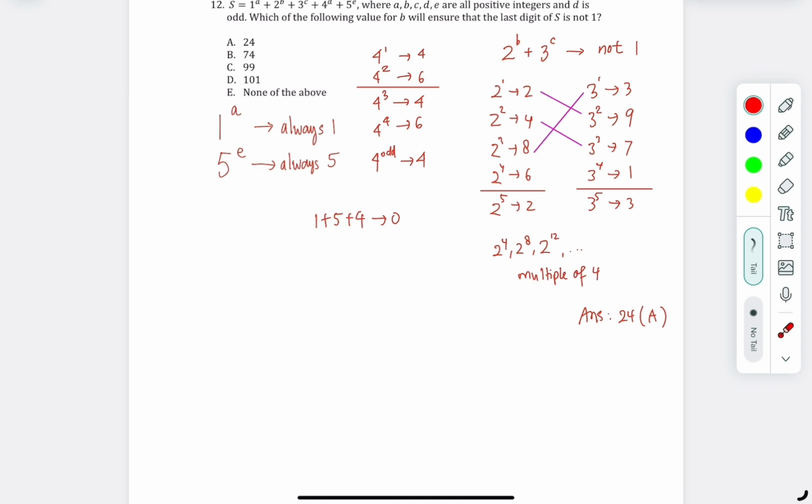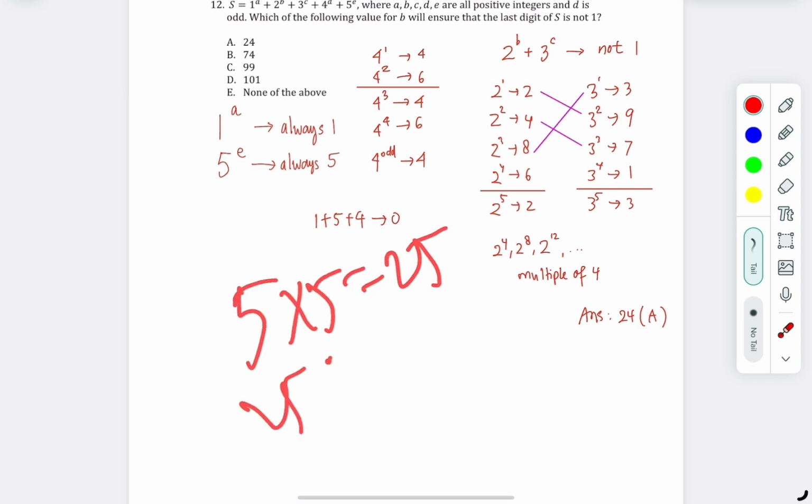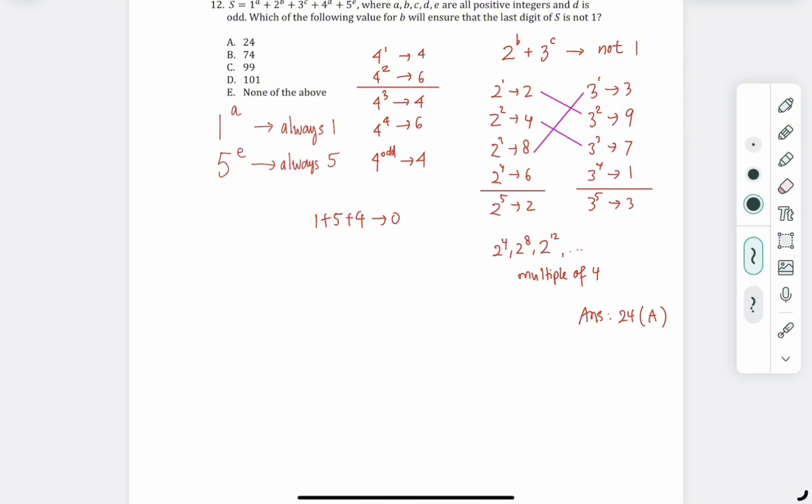Okay, for 5 to the power of E, the last digit is always 5, because 5 times 5 is 25, 25 times 5, another 5 as the last digit. It doesn't matter how many times you multiply, you will get a 5. Does it work the same for 4, 2, and 3? In general, at most, you will need 4 terms to repeat the pattern.